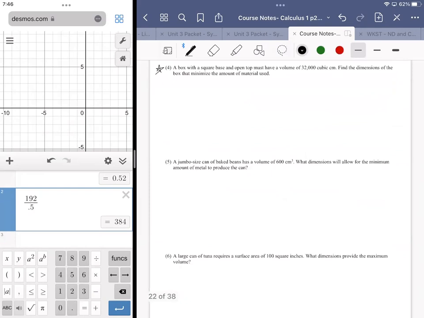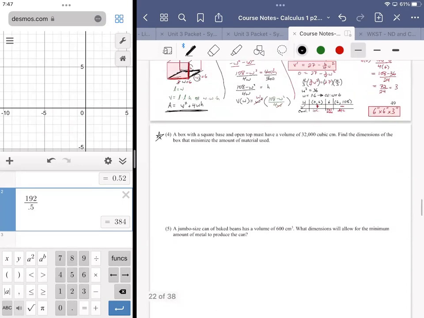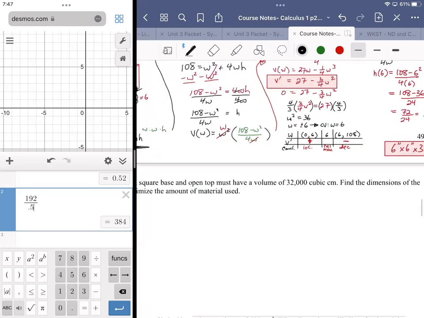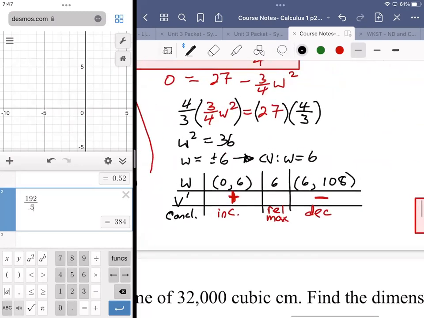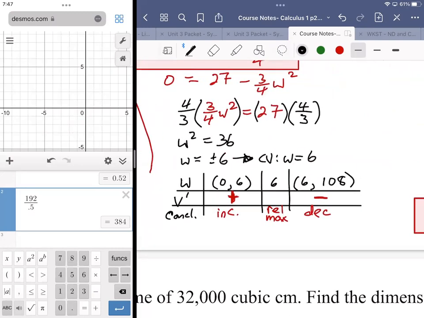But you'll see a question like number 5. It talks about, baked beans, of course, but it's a can of baked beans, so it's talking about a cylinder. It's talking about what dimensions would allow for minimum amount of metal to produce the can. So it's asking for us to optimize using a minimum, but the process would be exactly the same, except in our sign chart, we would be looking for a relative minimum instead of a relative maximum.